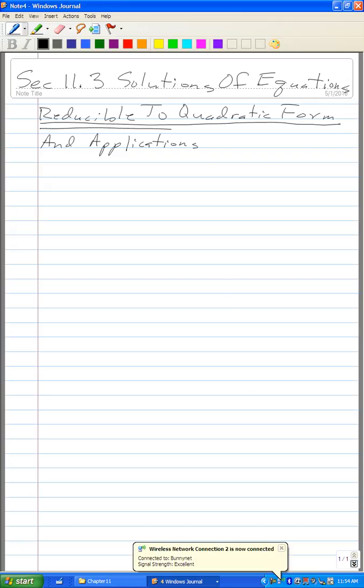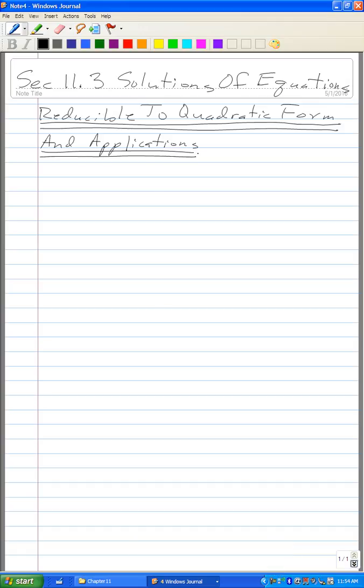So in this section, we will be solving equations in quadratic form. So let me do, on page 478.